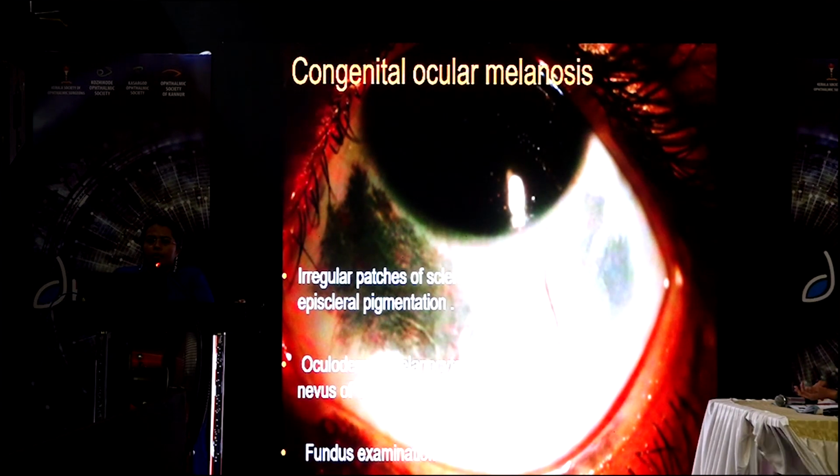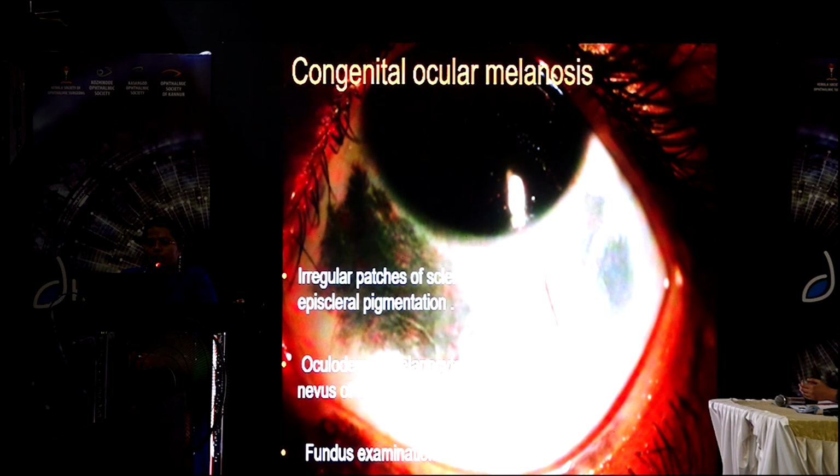Congenital ocular melanosis: here the pigmentation is on the sclera or the episclera. We do have an association with uveal melanoma, so always do a fundus examination when the patient is on follow-up.